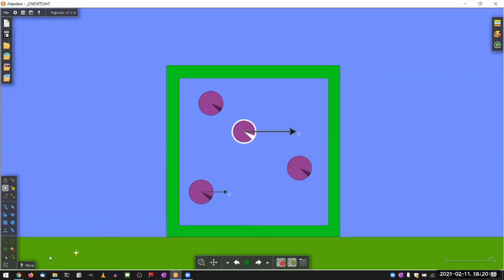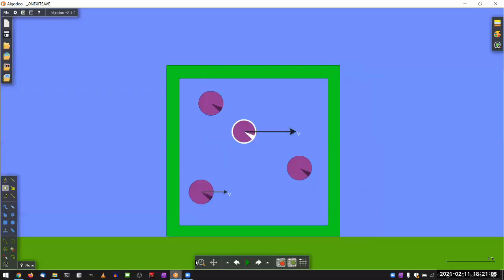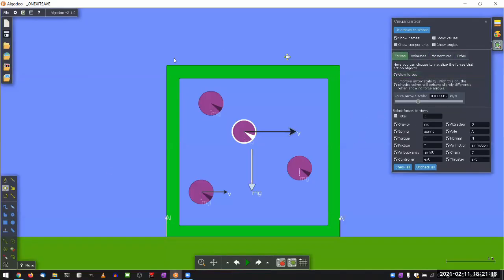What I want you to illustrate from the homework question is that acceleration of a body is associated with the net external force. So when you look at this interaction here, the only forces that you can see are internal forces. And let me show you what I mean. So this is the view forces.